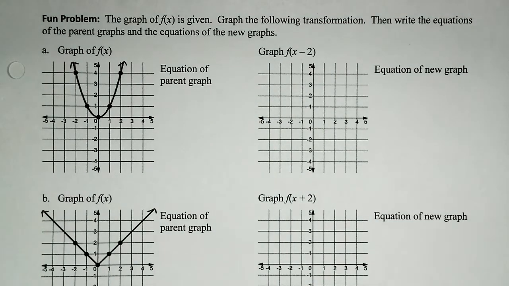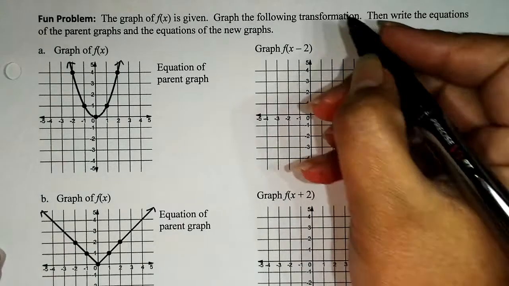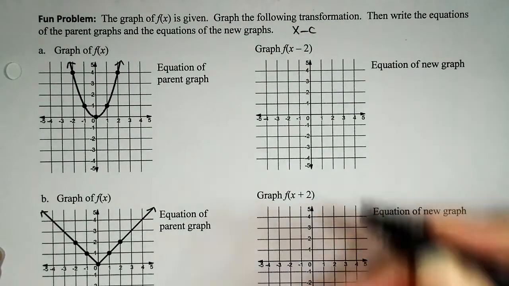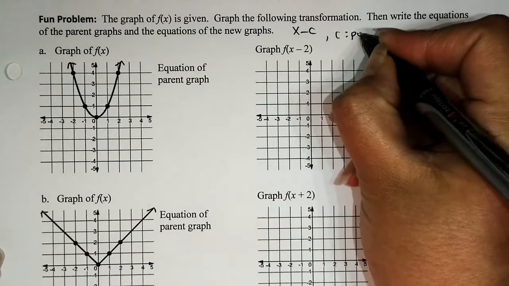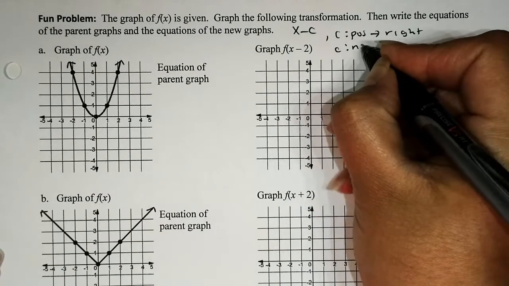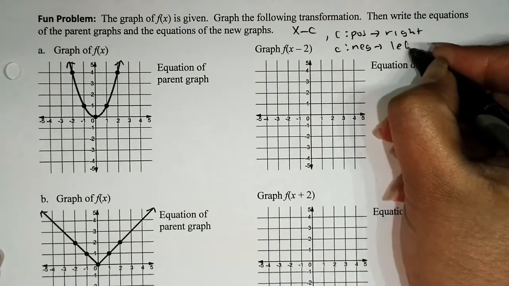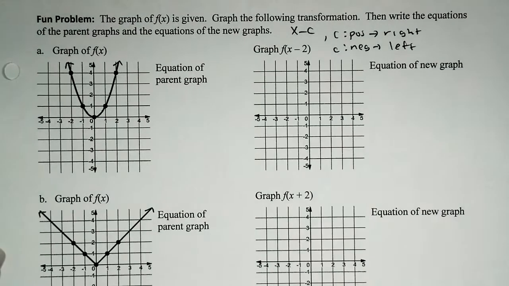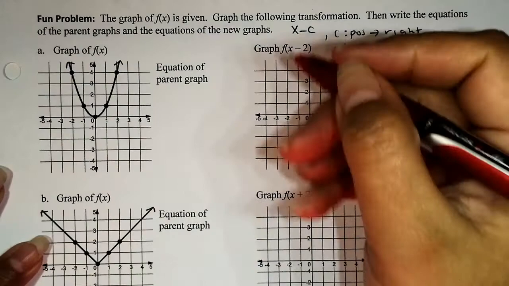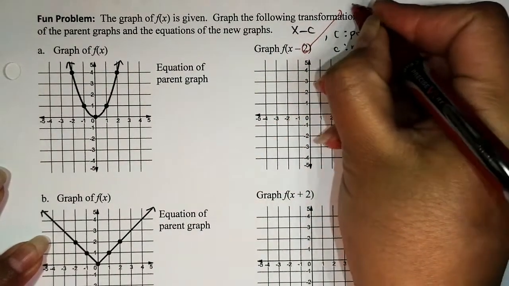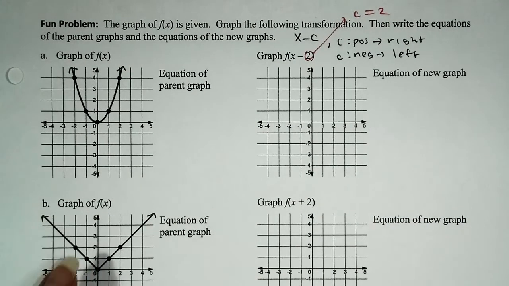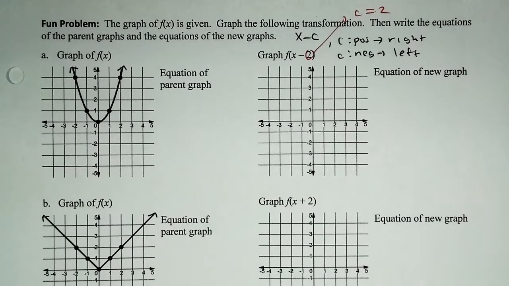So a gentle reminder, horizontal shifts are given by the form x minus c. If c is positive, then we're going to shift to the right. But if c is negative, then we're going to shift to the left. So in this case, the number that follows the subtraction sign is +2. So c is +2. So we're going to take our parent graph and shift 2 units to the right.